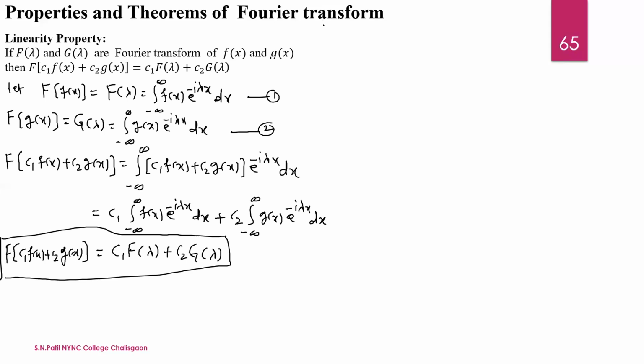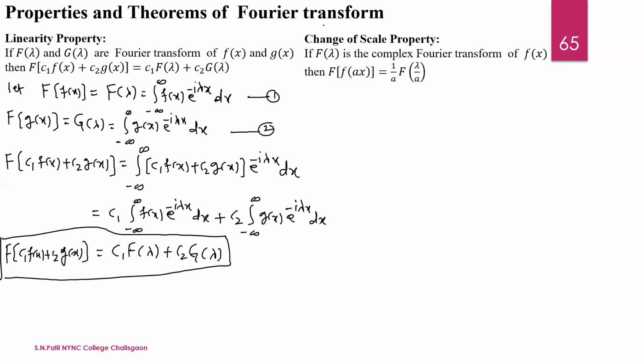Now let us see the second property, the change of scale property. If the Fourier transform of f(x) is capital F(lambda), then the Fourier transform of f(ax) is equal to 1 upon a times F(lambda upon a). This is a scaling property in the domain.